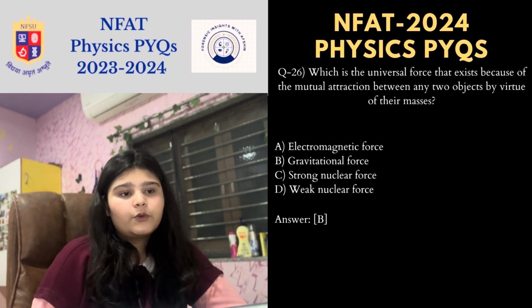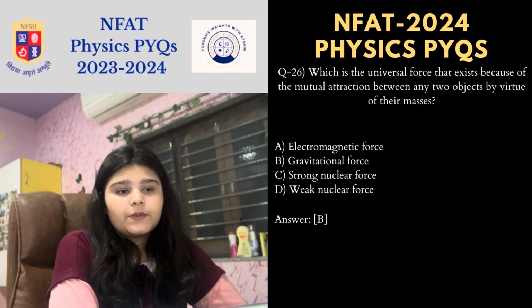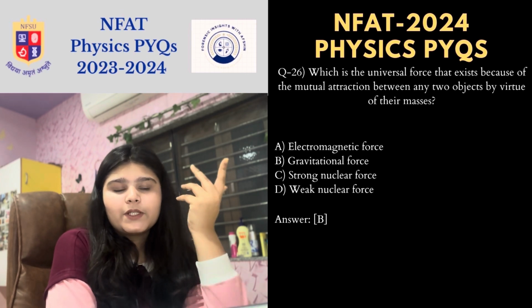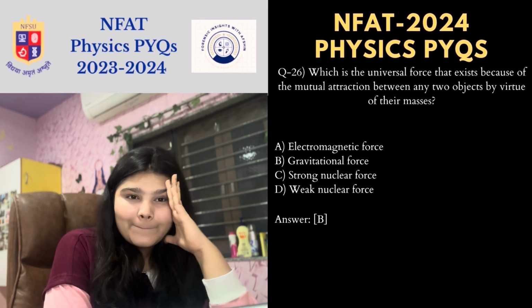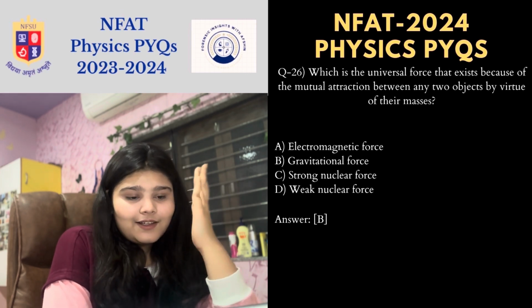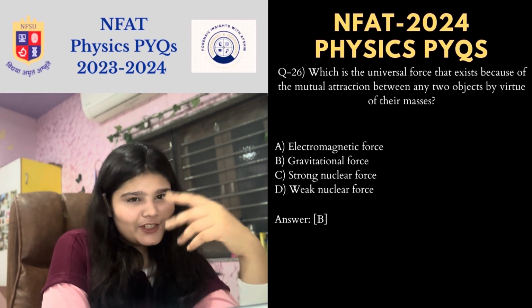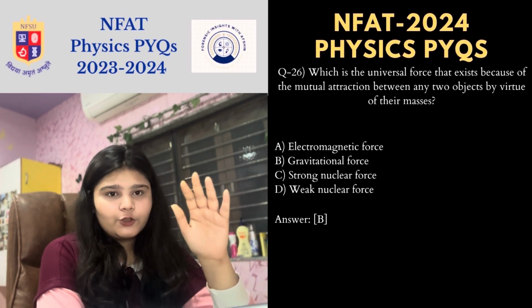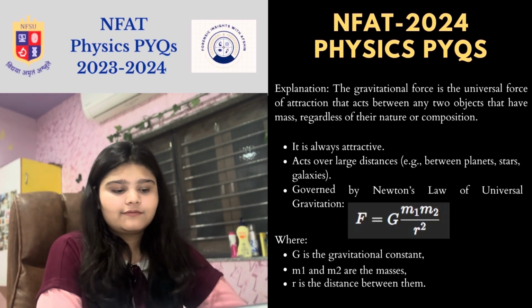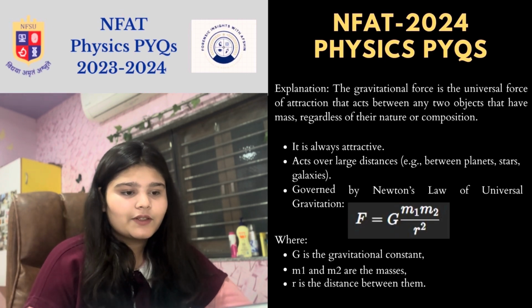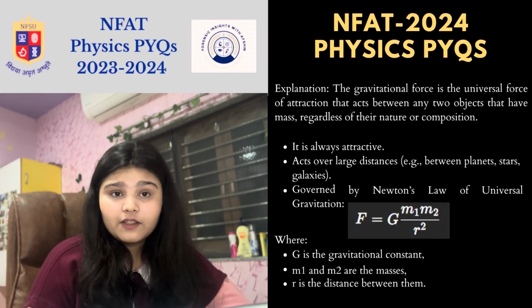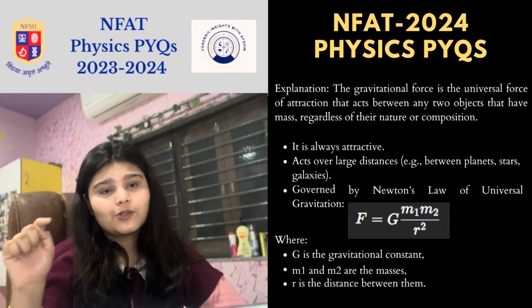Next question. Which is the universal force that exists because of the mutual attraction between two objects by virtue of their masses? Okay, gravitational force. This should come to you, brother. If you didn't get this, what can I say? Don't worry, you will get it. Even if you don't know this, you can still read the explanation.